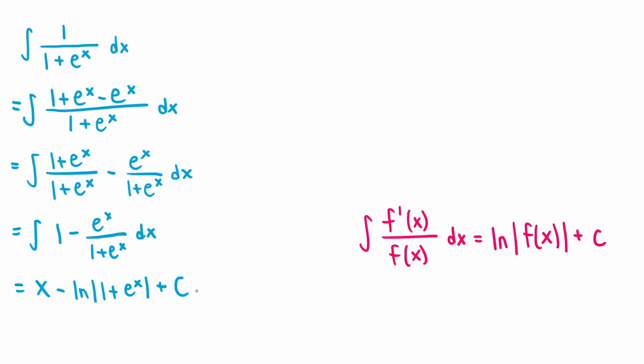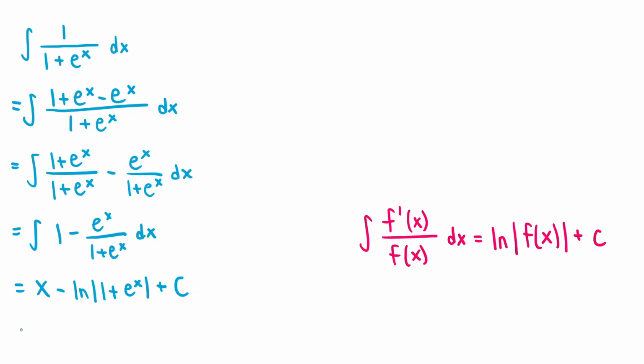So the integral of 1 over 1 plus e to the x is x minus ln of the absolute value of 1 plus e to the x plus c, since there was a minus sign before the fraction in the integrand. And we didn't even need to use partial fractions.